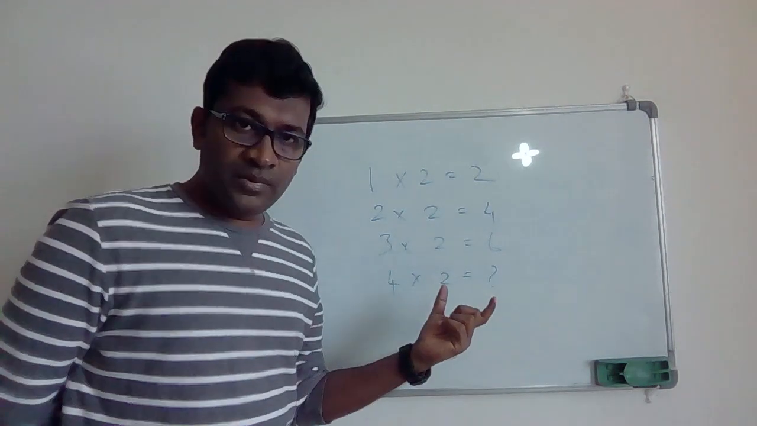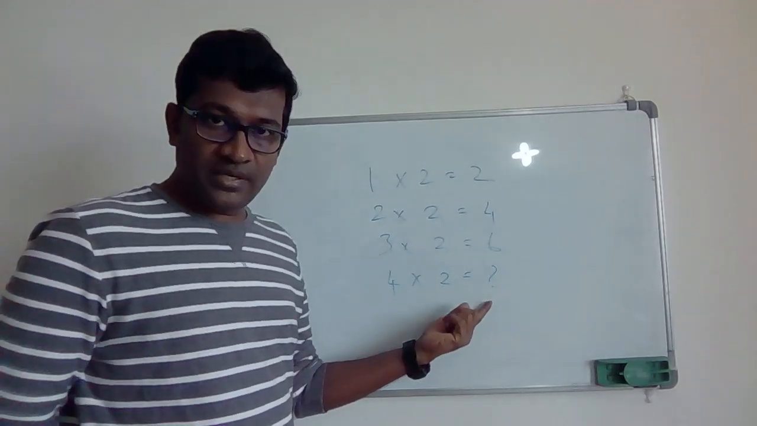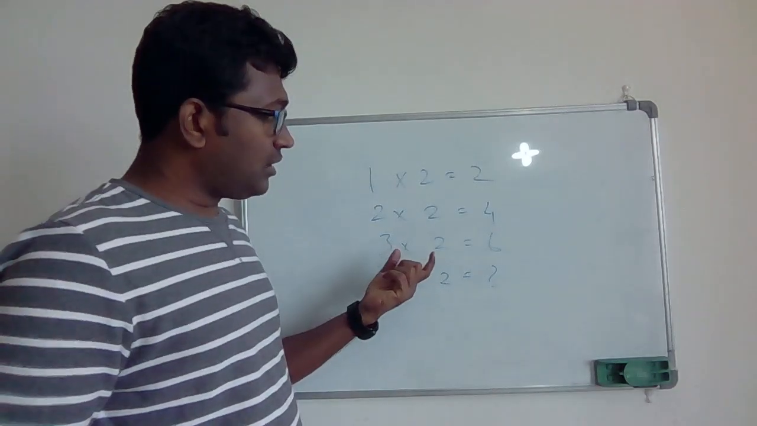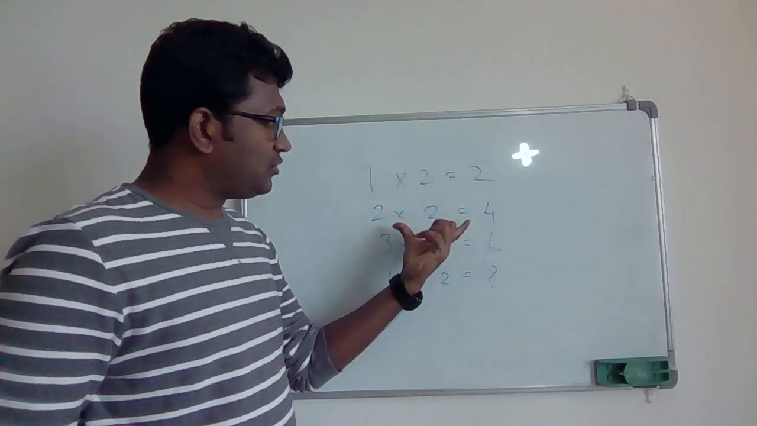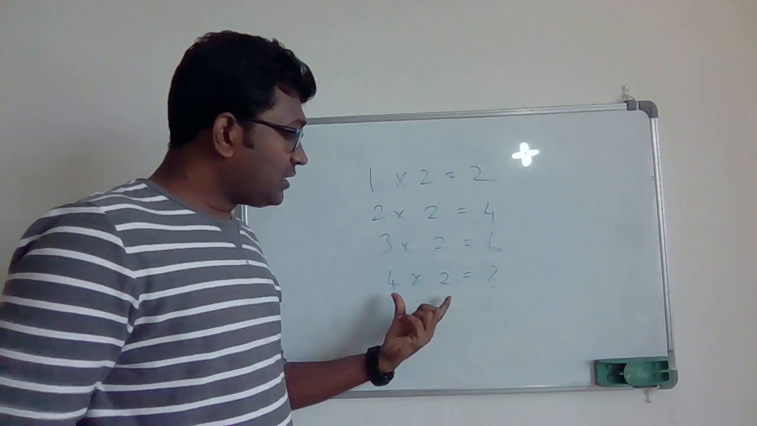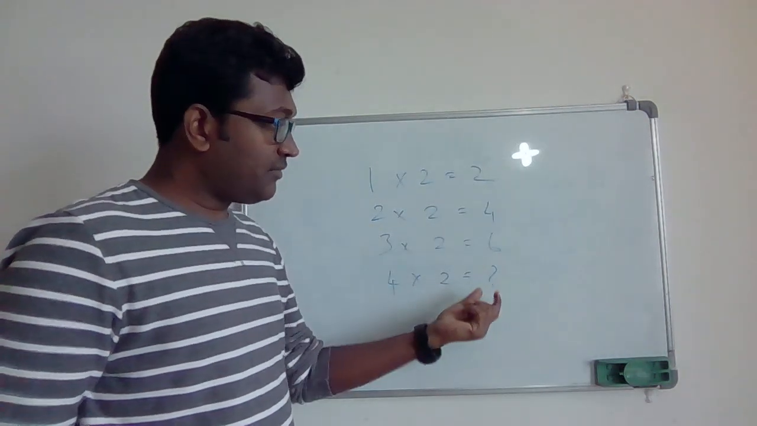Now, a grade 1 or 2 student may not be able to answer it immediately. They would have memorized this pattern exactly as it is: 1 into 2 is 2, 2 into 2 is 4, 3 into 2 is equal to 6. And they might not be able to say that it follows a pattern and we need to call it 8.